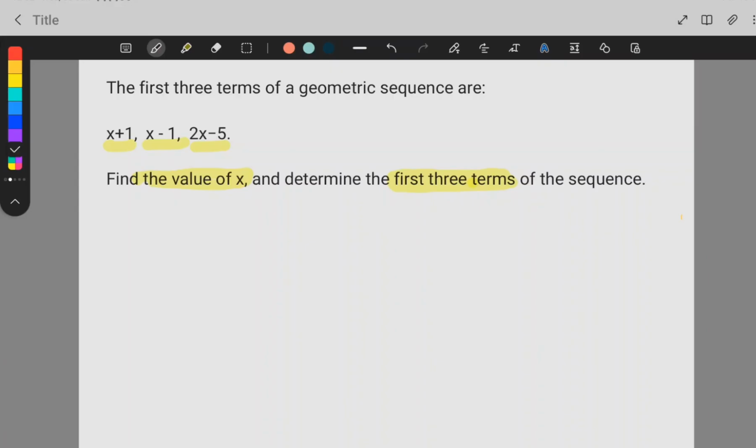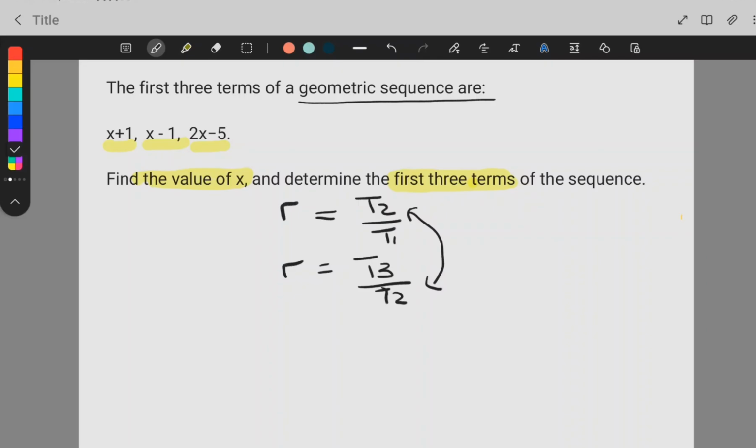Because they tell us it's a geometric sequence, we know that it has a constant ratio. And the constant ratio is T2 over T1. But the constant ratio can also be T3 over T2. And these two numbers must be the same. So I'm going to use this fact to set up an equation for myself. T2 over T1 is exactly the same as T3 over T2. And now I'm just going to substitute.